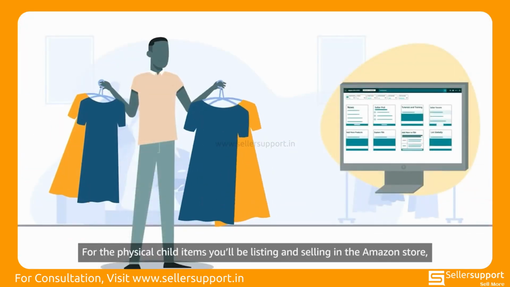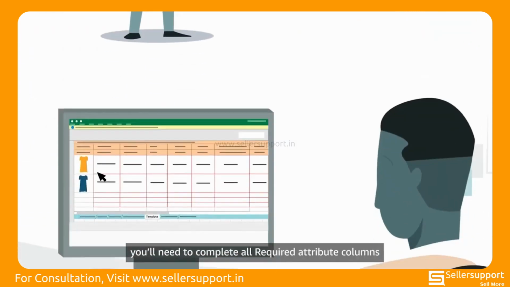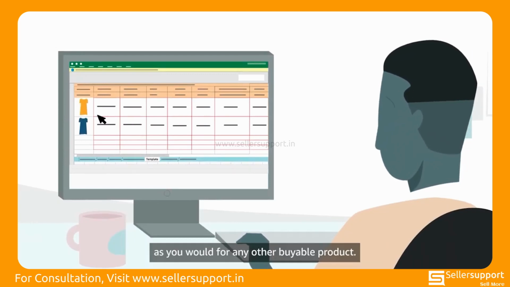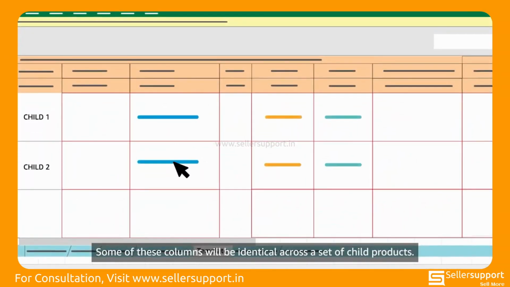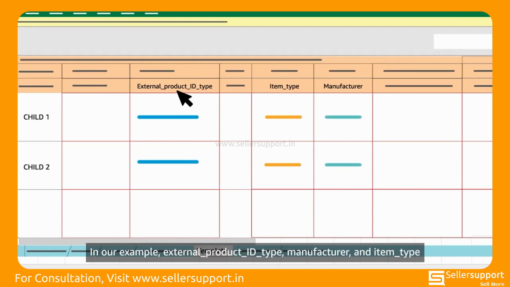For the physical child items you'll be listing and selling in the Amazon store, you'll need to complete all required attribute columns as you would for any other buyable product. Some of these columns will be identical across a set of child products. In our example, external product ID type, manufacturer, and item type are the same for all shirts because they are features common to the set.